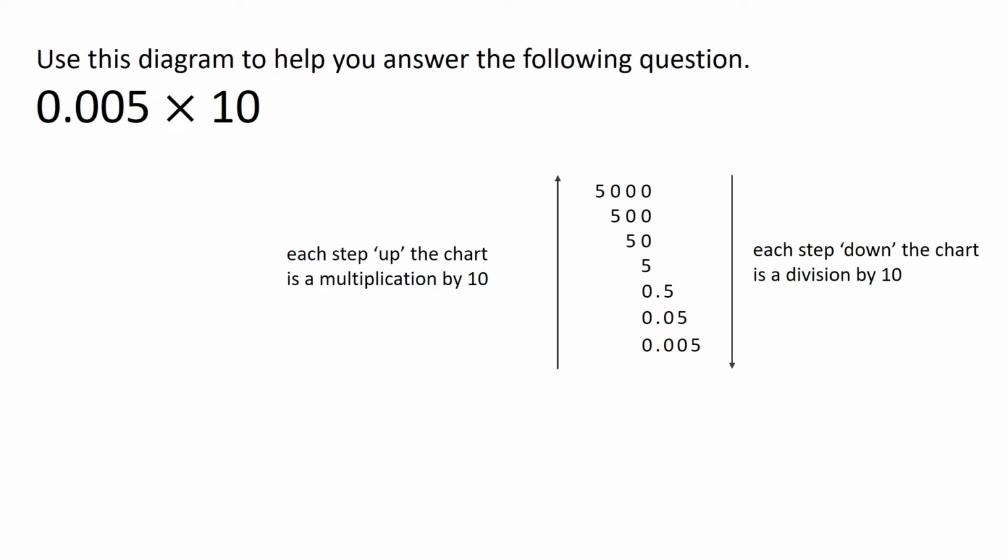Very quickly, we're able to introduce decimals here, and pupils tend to prefer working with whole numbers compared to decimals, as it is in this case. So that's where the chart does become particularly useful for a number of young people. So 0.005 times 10, we're up the chart one step to 0.05.